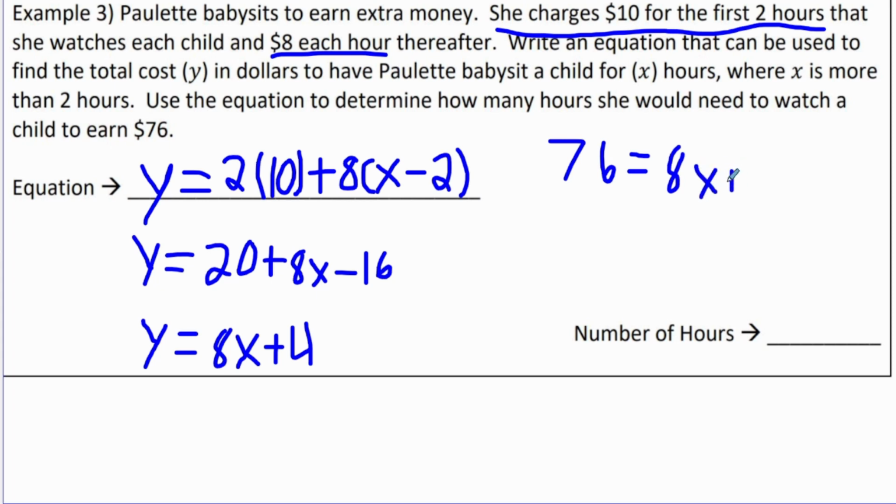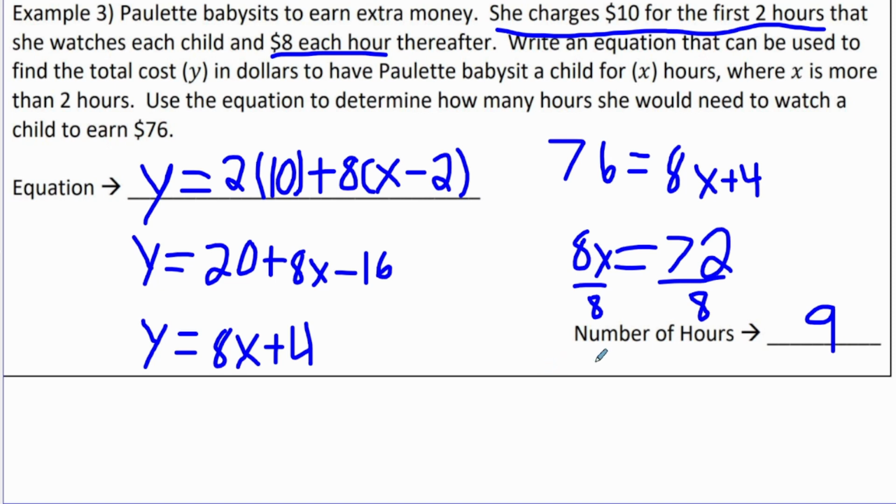8x plus 4. Subtract 4 from both sides, we get 8x equals, then 76 minus 4 is going to be 72. And divide both sides by 8. And you get the total number of hours to be 9 hours.